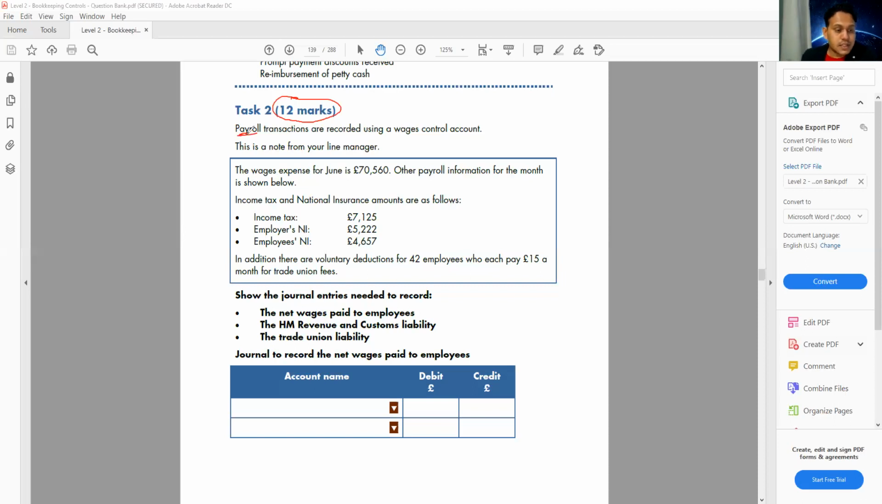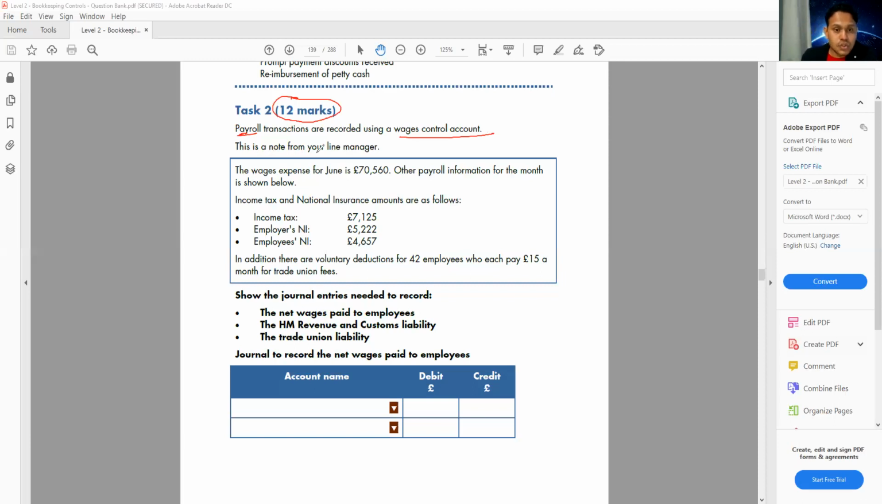All right, let's read this question. Payroll transactions are recorded using wages control account. We already know that wages control account is everywhere. If something is debit, wages control will be credit. If something is a credit, wages control will be debit.